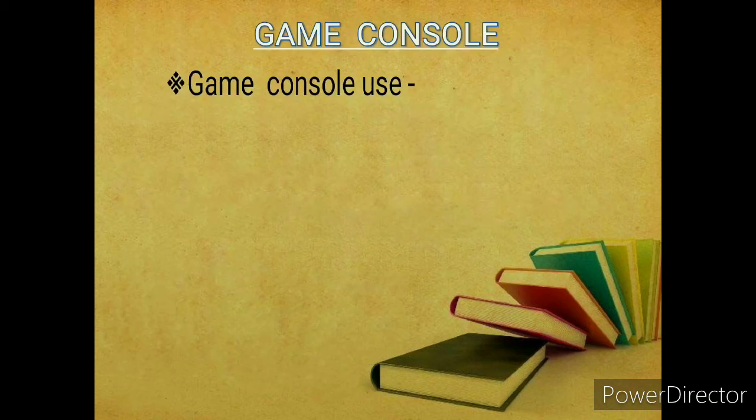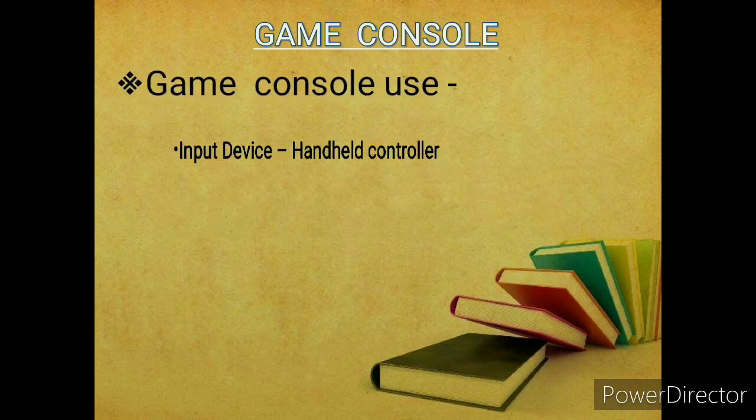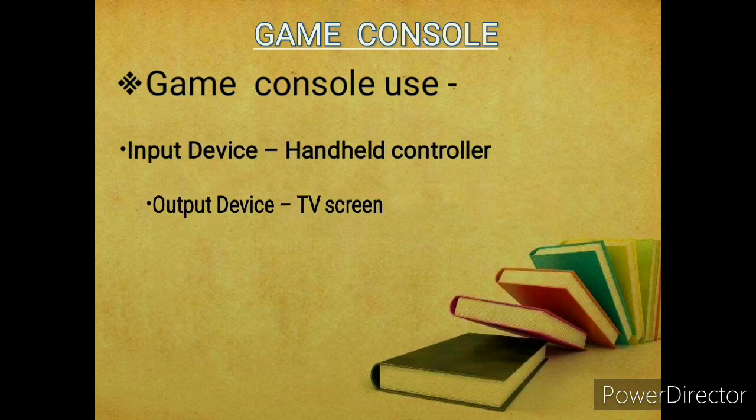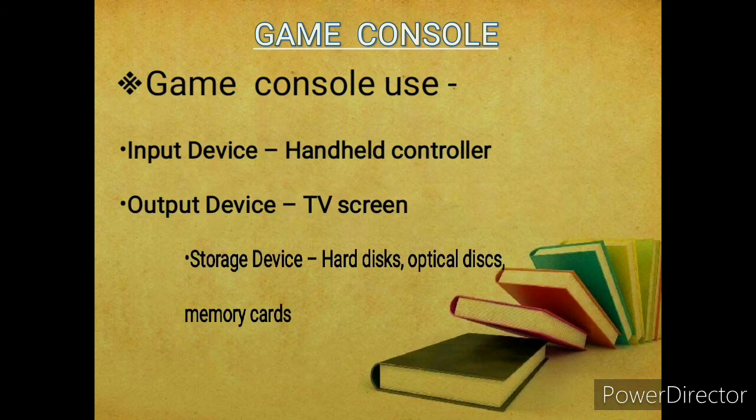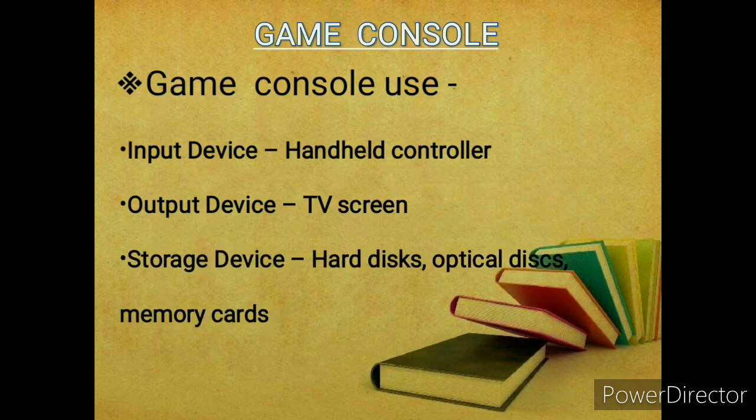Game consoles use input device as hand controller, output device as TV screen, storage device as hard disk, optical devices and memory card. Hope the classification of computer is clear to you all.